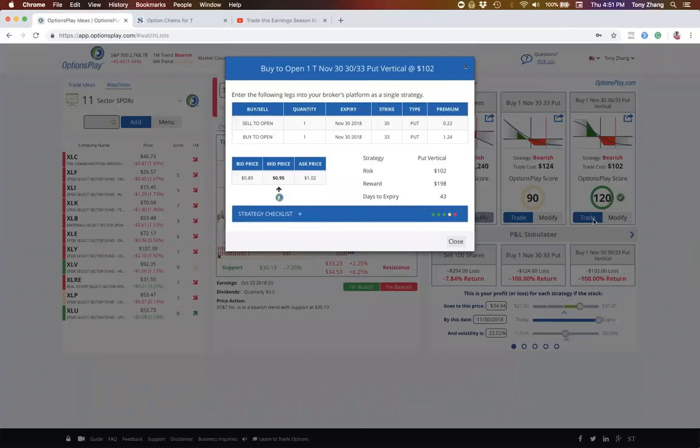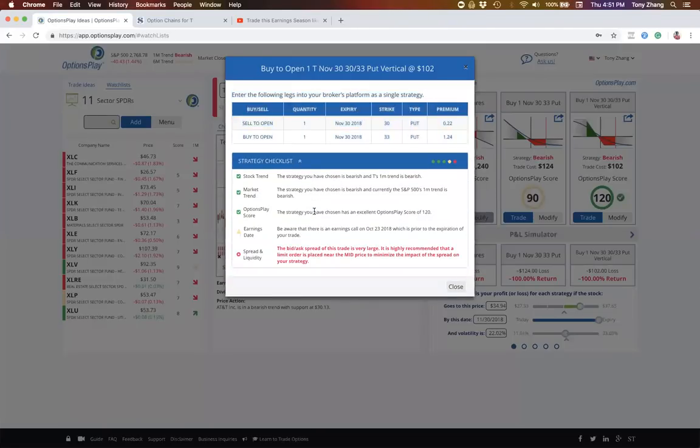And once you're ready to trade that strategy, you can hit the trade button. We present the strategy to you in plain English, spelling it out for you as to how to enter this trade into your broker's platform. And we even have what's called a strategy checklist. This is for those of you that have never traded a debit spread before, or maybe you've never traded options before. Checking the strategy checklist is important so that you understand what your risks are and what to look out for before you get into a trade.